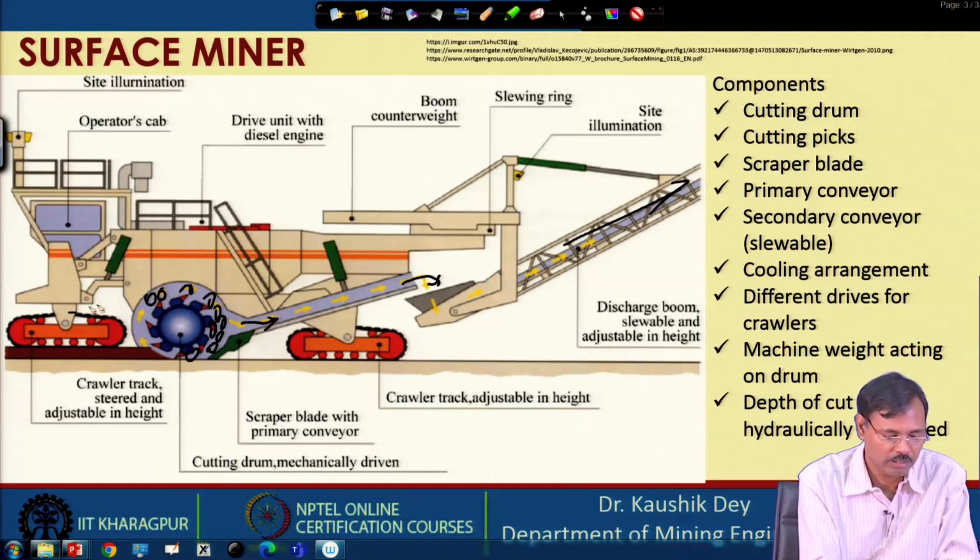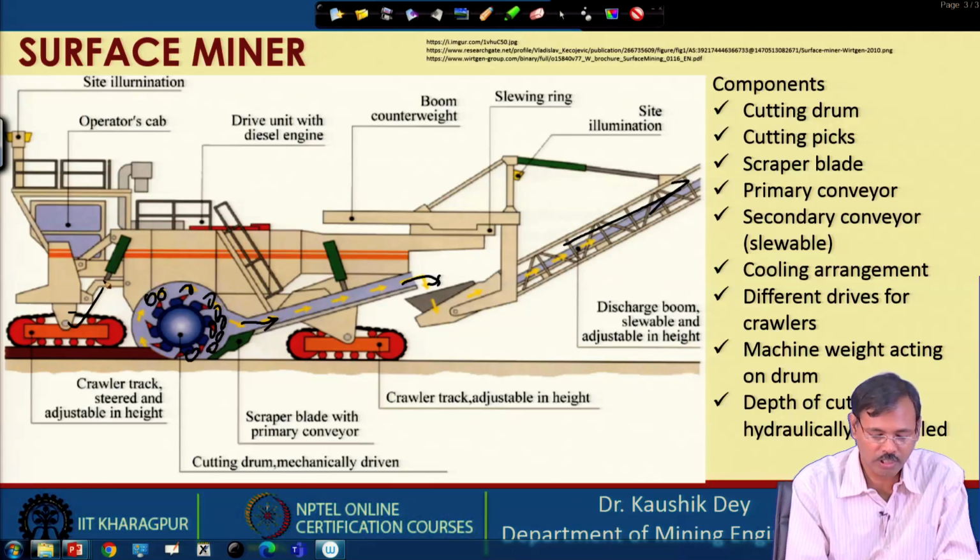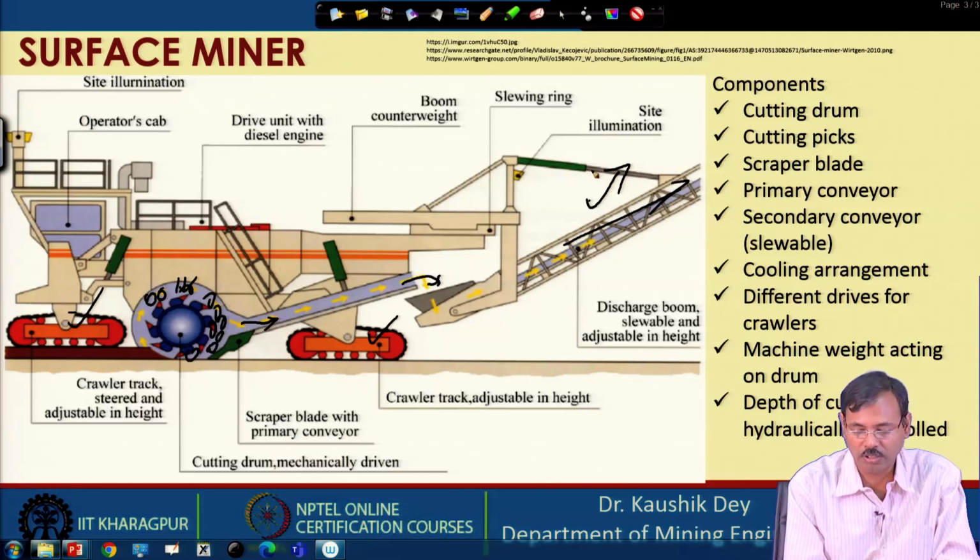This is the front crawler or rear crawler; there are two sets of both, and this is the machine. If you have a water sprinkling system, you have to provide it here. The secondary discharge conveyor is slewable, and it can be angled, lowered and raised; all these facilities are provided.